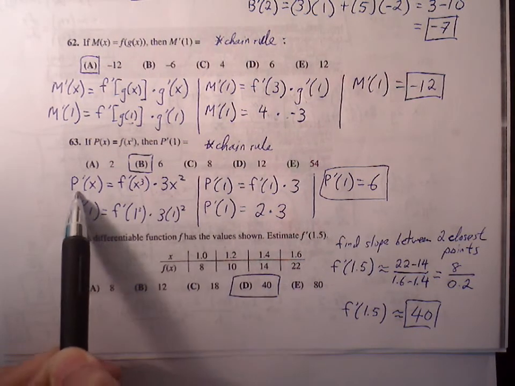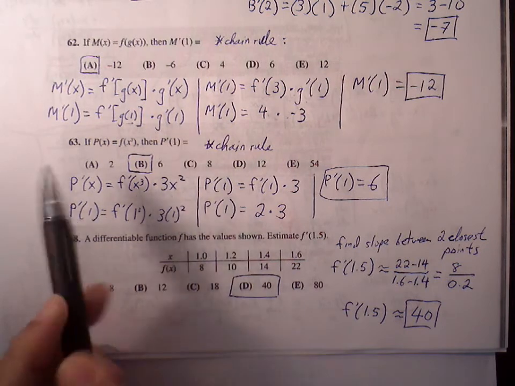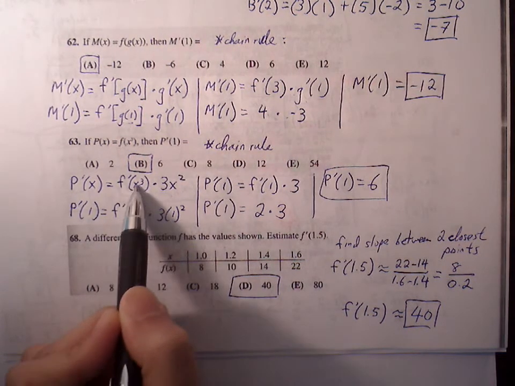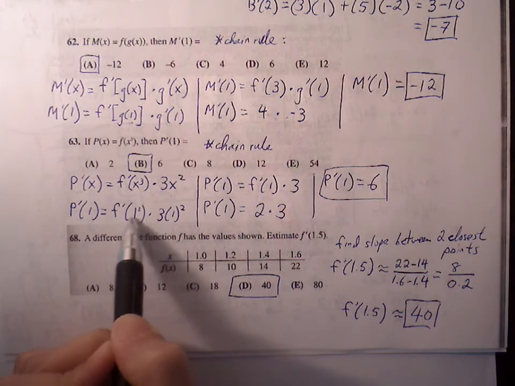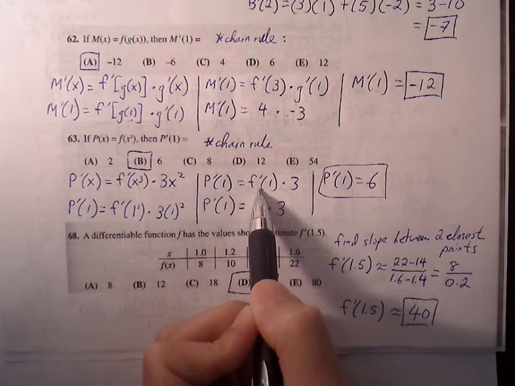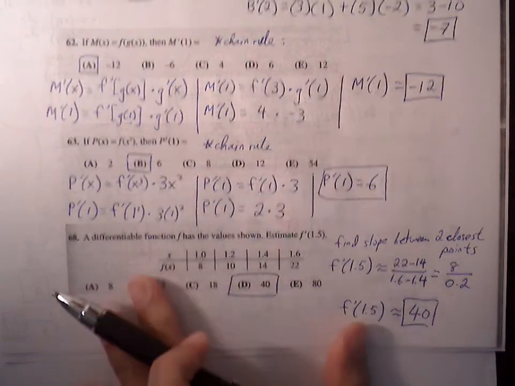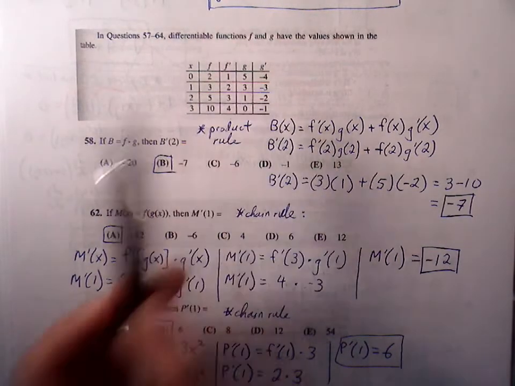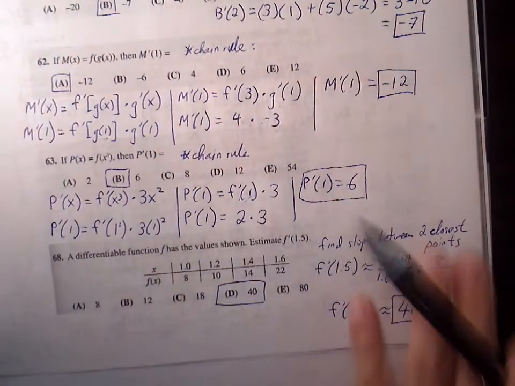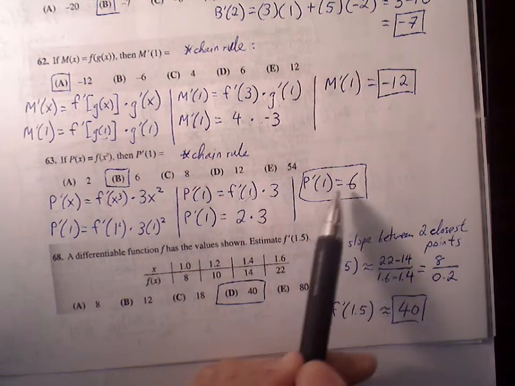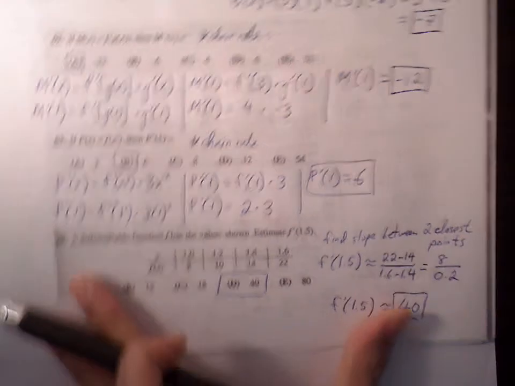So now we're going to replace every x with 1 because we're asked to find p prime of 1. Replace the x with 1, so x cubed becomes 1 cubed becomes 1, and then this becomes 3. So this f prime of 1 is still in the function notation, so we can use the table to help us get to that numeric answer. f prime of 1 is going to be 2. And then we're replacing f prime of 1 with 2. 2 times 3 is 6, so p prime of 1 is equal to 6.